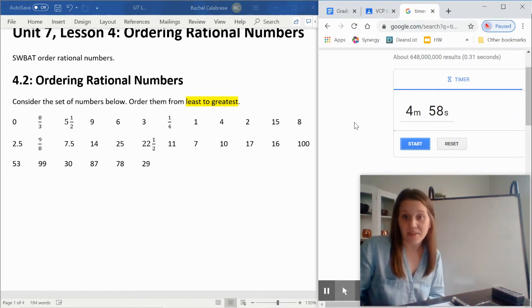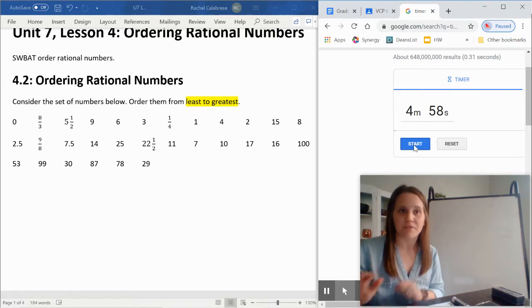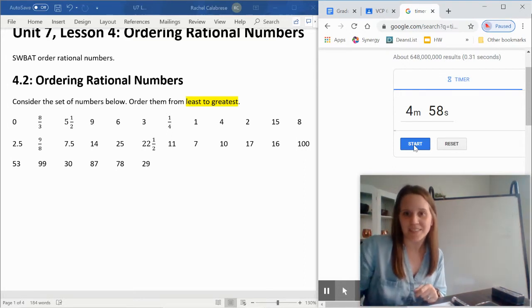All right, you have about 5 minutes on the clock to put these numbers in order from least to greatest. Make sure you give yourself a lot of space in case you find a number that you need to put in between two numbers. Go ahead.